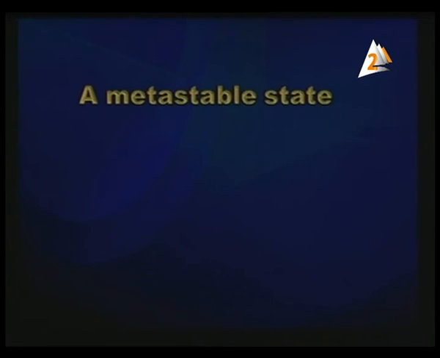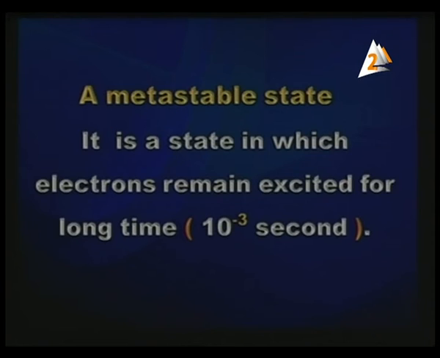And now it is time to define a metastable state. What about a metastable state? It is a state in which electrons remain excited for a long time, 10 to the power of -3 seconds. Compare this figure to the normal one, which is 10 to the power of -8 seconds. In certain energy levels, electrons remain excited for this longer interval, and we call it a metastable energy level.